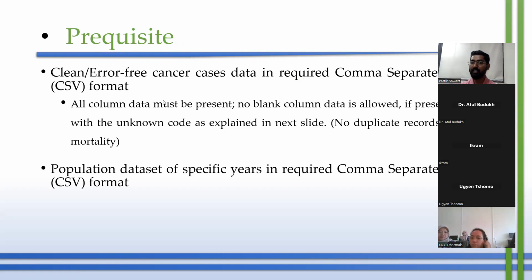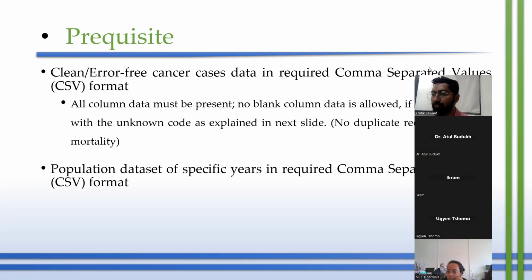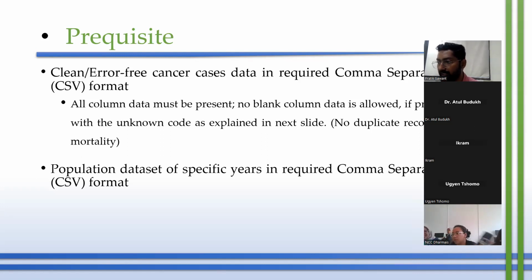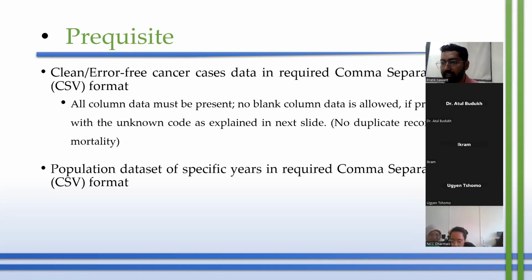Okay, so what are the prerequisites? First would be the clean and error-free cancer cases data in the required comma separated values format. We will obviously see how to generate this specific required format. But first we are just making clear what we need. First is the clean and error-free data.